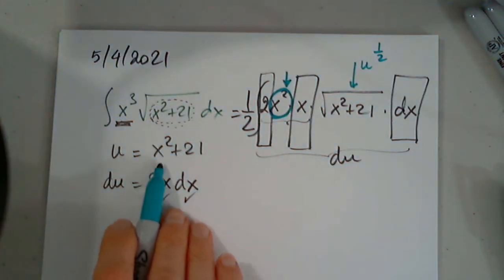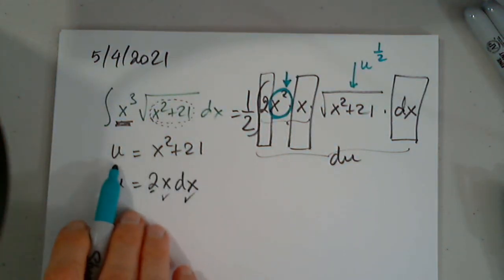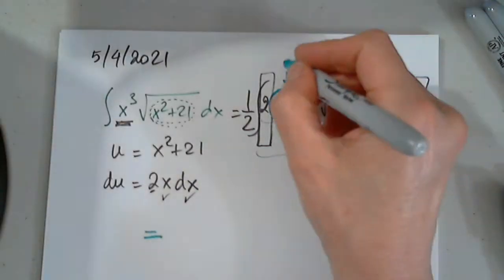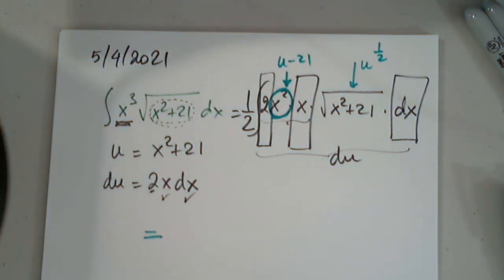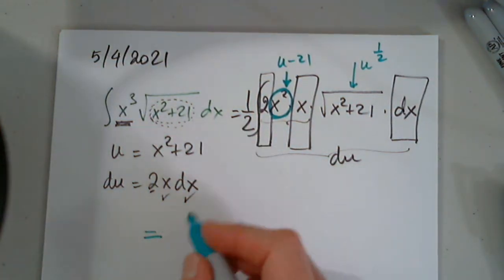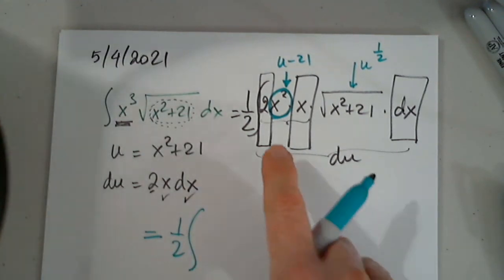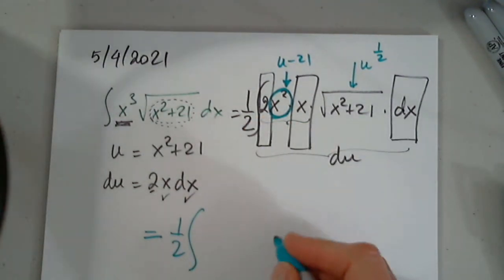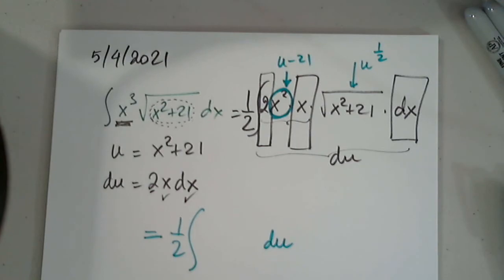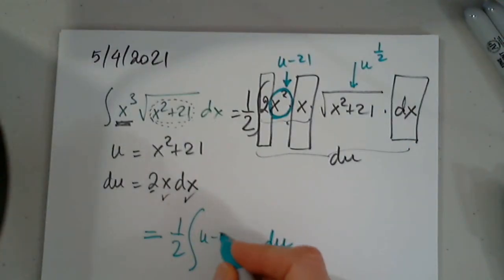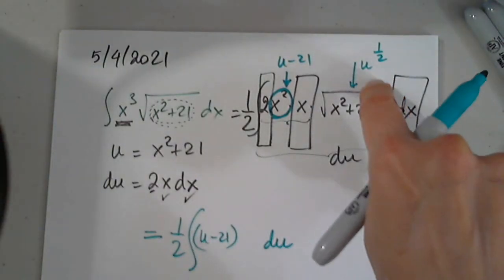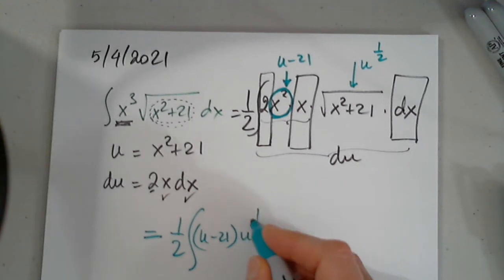You could rearrange the u substitution to solve for x squared. Yes, u minus 21. Excellent. So I have to have the 1/2 in front. These three pieces will be du. This one will be u minus 21. And this one will be the square root of u, or u to 1/2.